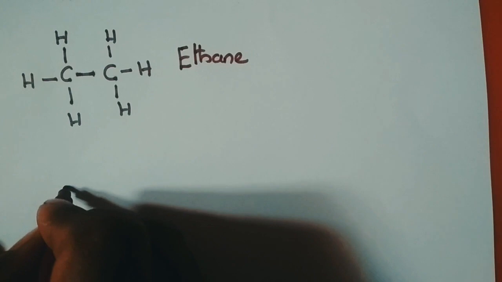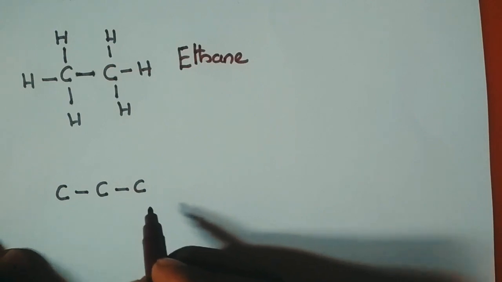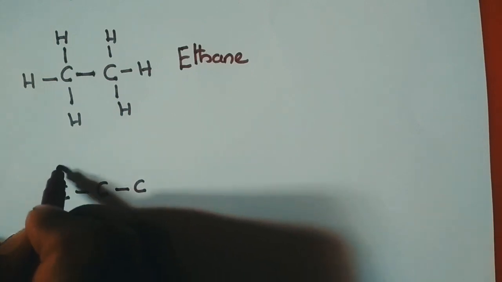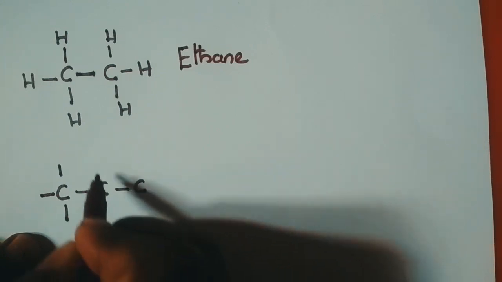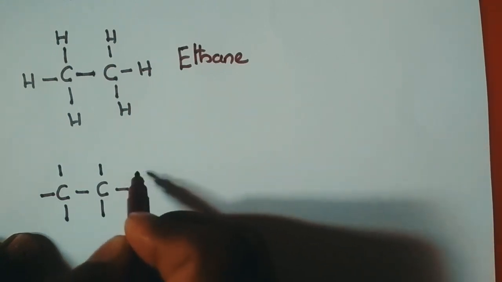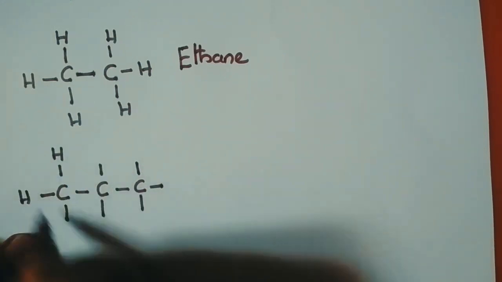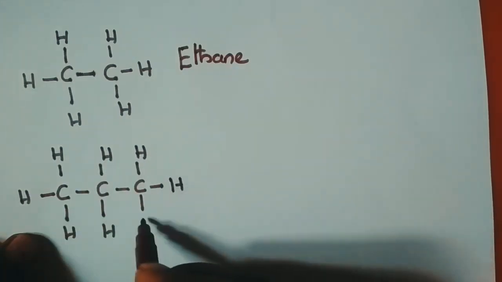Similarly, for a 3 carbon containing alkane, you can write 3 carbons bonded with a single bond. Alkane means single bond. This carbon already contains 1 bond; 4 minus 1 is how much? 3. You can write 3. For this second carbon, look here, there are 2 bonds already, hence 4 minus 2 is 2. You can write 2 bars for this. For this one, already 1 bond is there, 4 minus 1 is 3. You can write 3 bars. Similarly, you can write hydrogen on these bars.